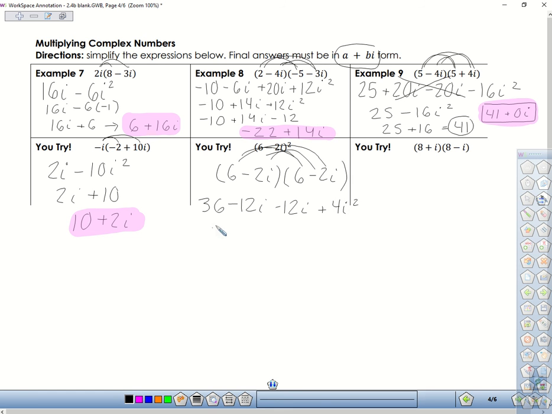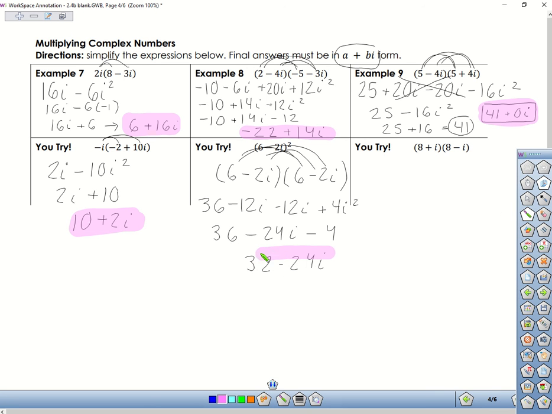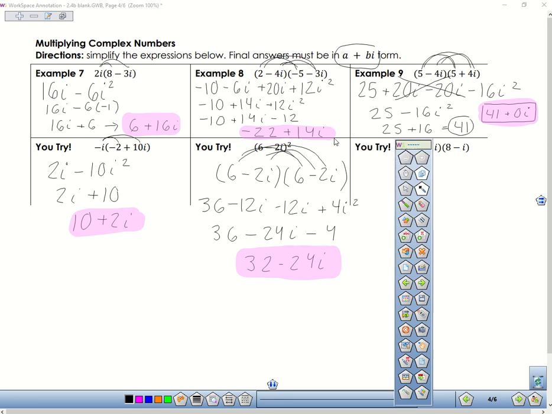That becomes 36 minus 24i minus 4, because this becomes a negative 1. Negative 1 times 4 is negative 4. And then 36 minus 4 is 32. And that would be your final answer.